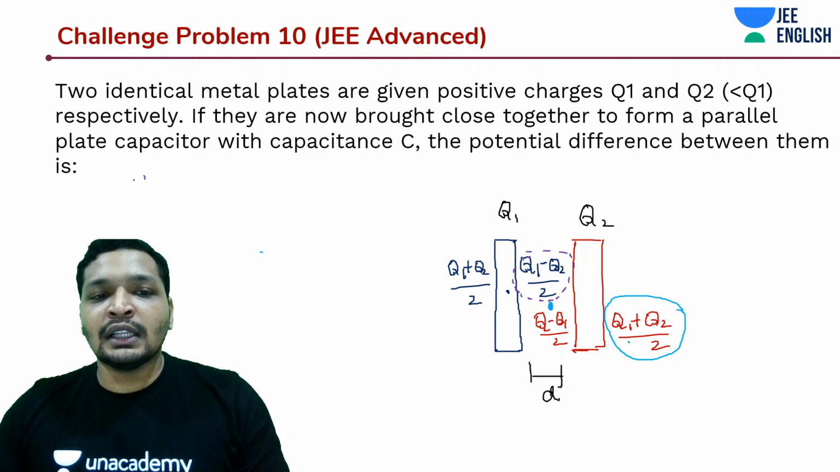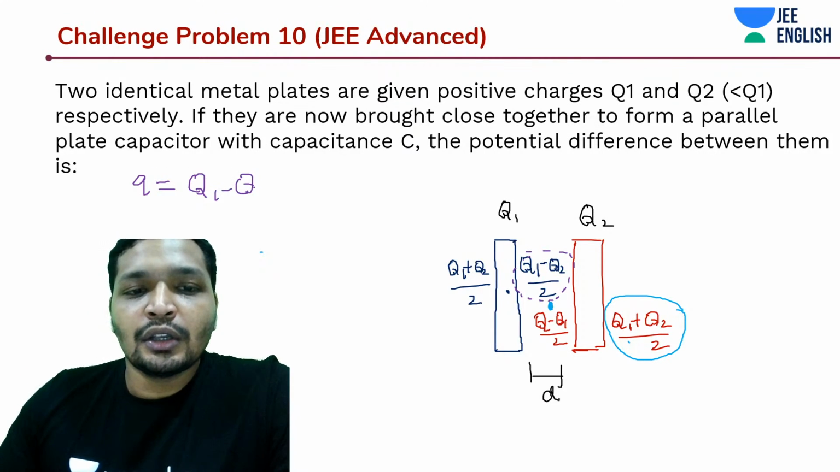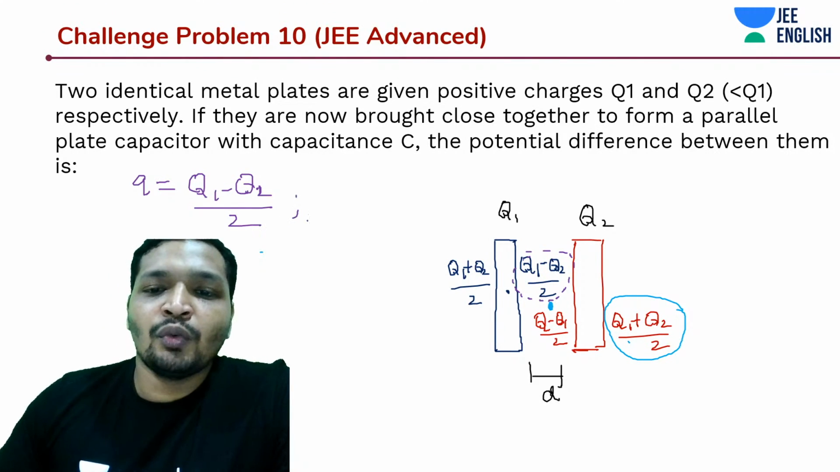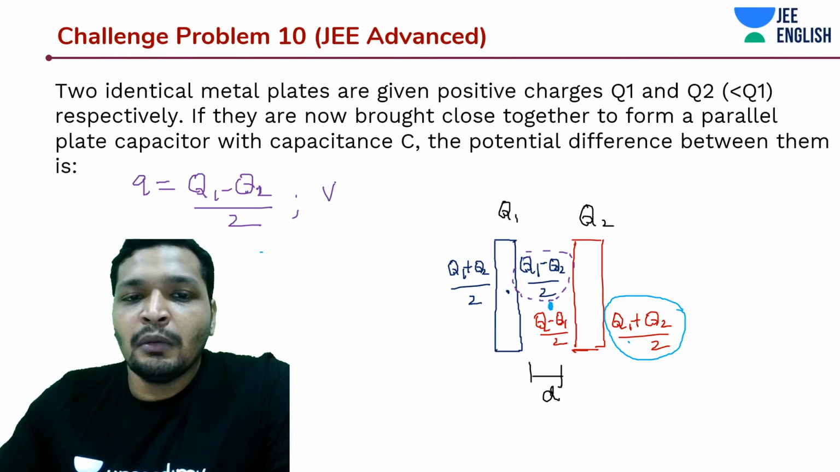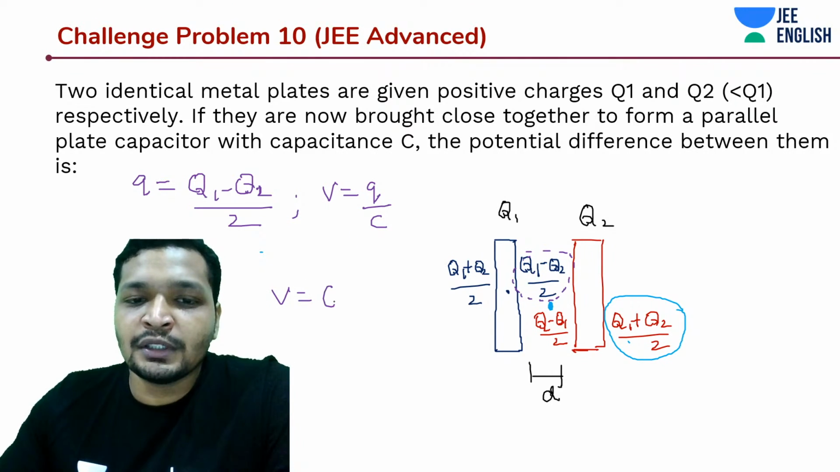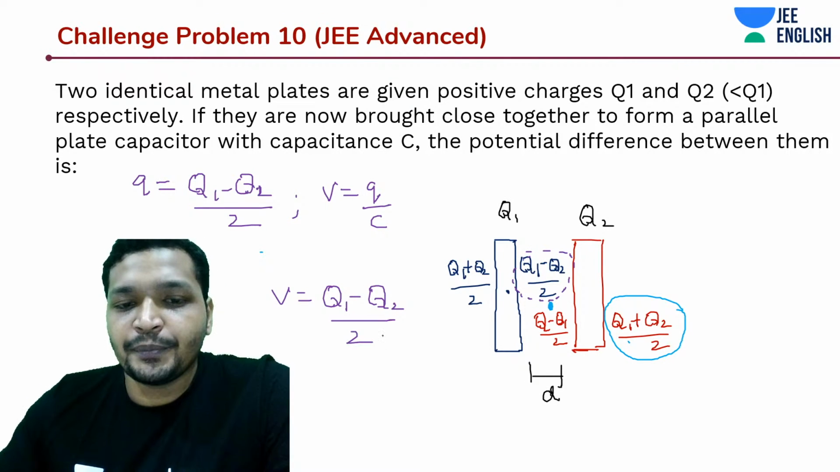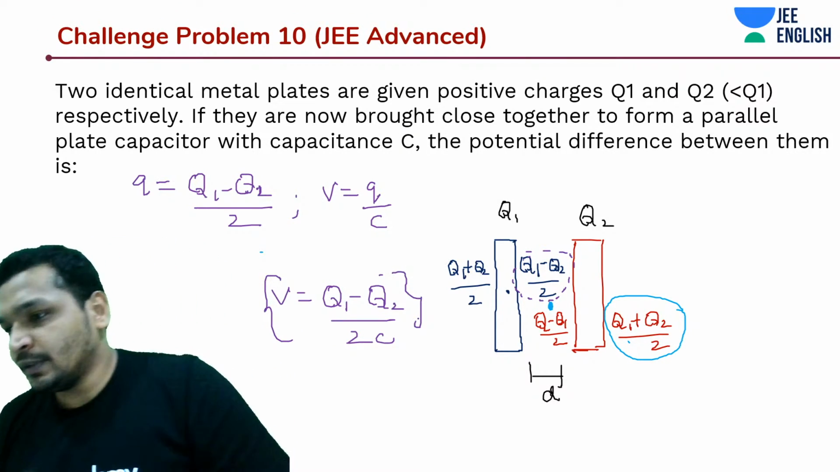So your Q is nothing but (Q1 minus Q2) by 2, right? So what should your potential difference be? Potential difference is nothing but Q by C. So your potential is basically going to be, in 2 or 3 steps, (Q1 minus Q2) by 2C. Right? Yes, we are correct. It could have been done this way as well.